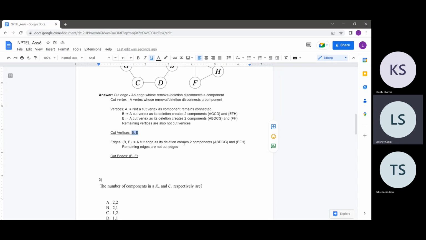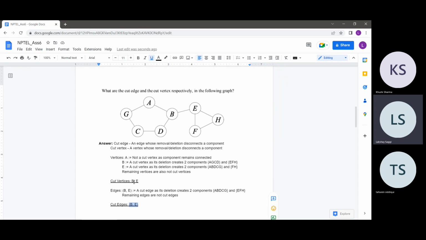But note that this is not a rule of thumb. It is not always necessary that, suppose there are some cut vertices A, B, C, D, then A comma B will be a cut edge, or if A comma B is a cut edge, then A and B will be cut vertices. Here it is just by coincidence that these two things are the same. Here we are only removing a single edge, B comma E. But on removing cut vertices, we are actually removing all the outgoing edges. So these two are different things.